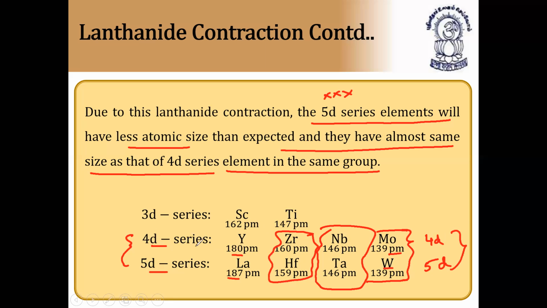And when compared to 3d, automatically 4d will have more atomic radius, because 3d scandium is 162 picometers, but this is 180. Titanium is 147, but this is 160. But 4d and 5d have very close atomic radius values due to lanthanide contraction. This is the first effect of lanthanide contraction.